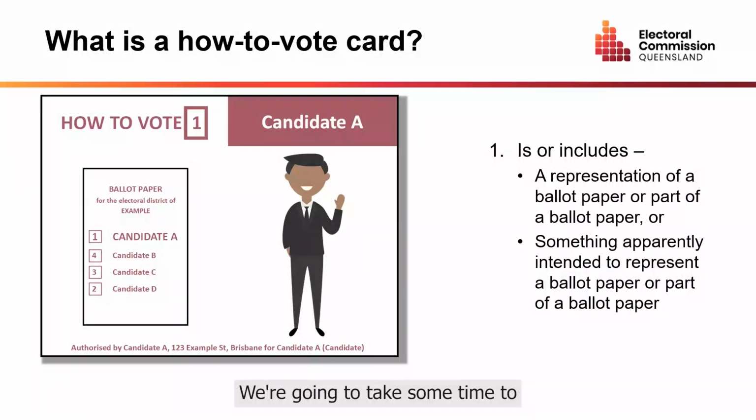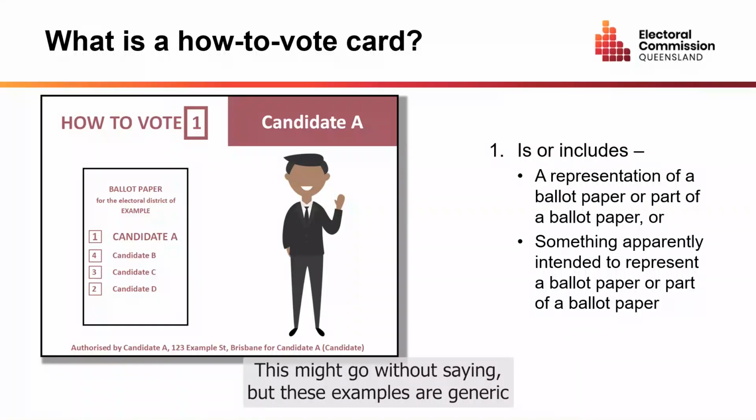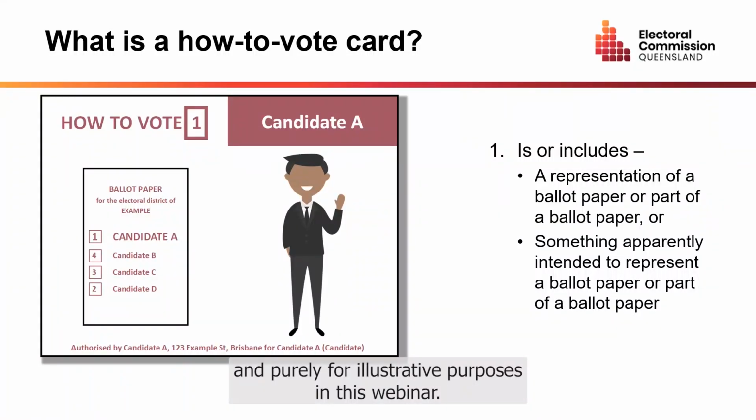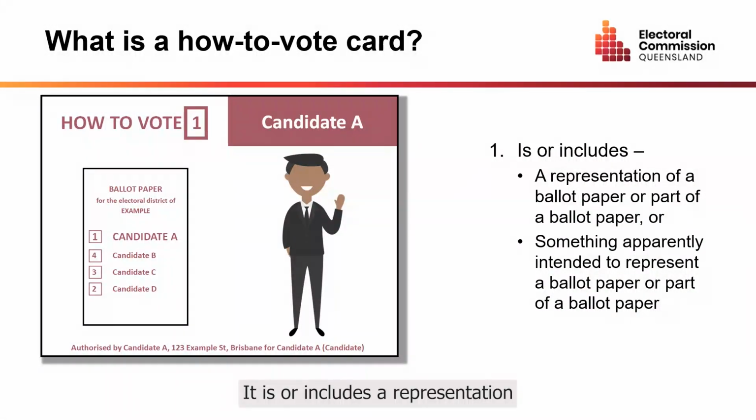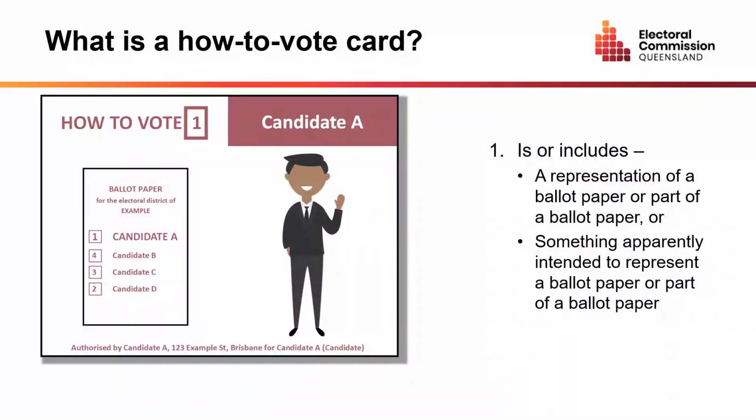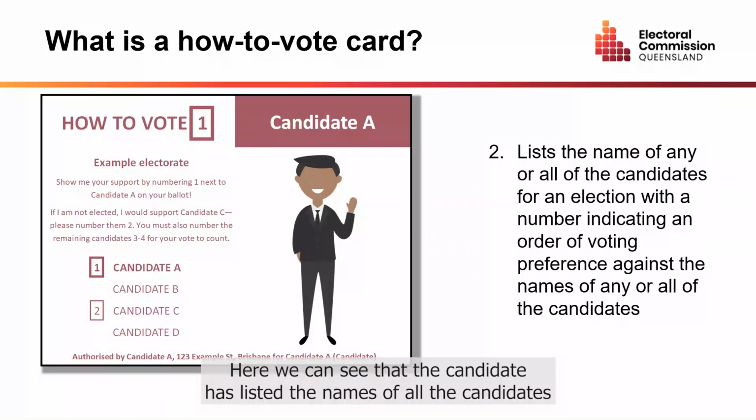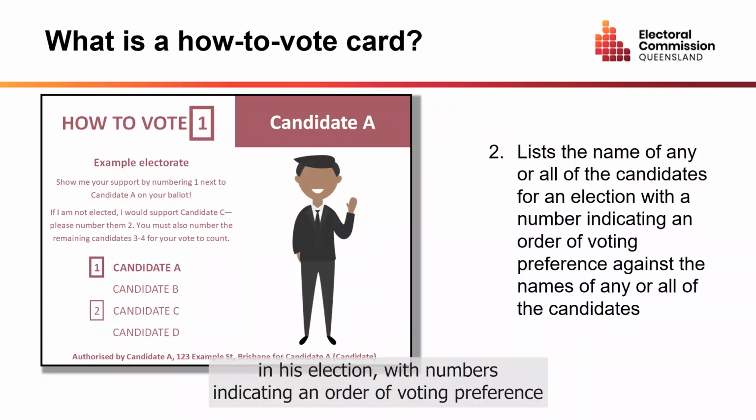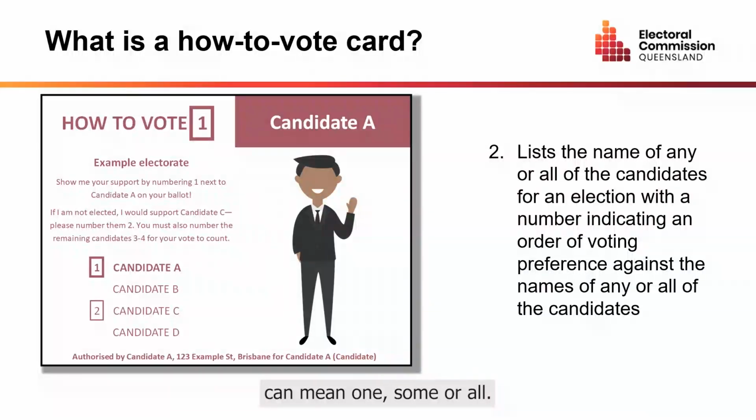We're going to take some time to look at some examples that meet this definition. This might go without saying, but these examples are generic and purely for illustrative purposes in this webinar. Here is an example that meets the first part of the definition. It is or includes a representation or an intended representation of a ballot paper. Here's an example that meets the second part of the definition. Here we can see that the candidate has listed the names of all the candidates in his election with numbers indicating an order of voting preference next to some of the candidates. Any or all in this part of the definition can mean one, some, or all.